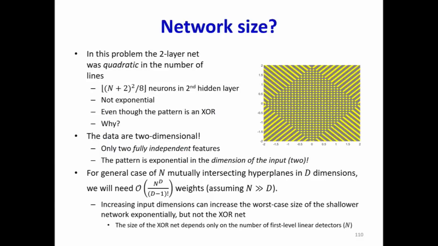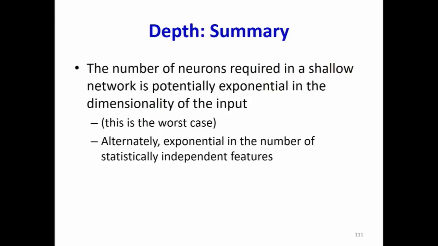Skip this here. Now, the number of neurons required in shallow networks is potentially exponential in the dimensionality of the input. And this is the worst case, of course. Alternately, it's exponential in the number of statistically independent features that you've got in your input. That is if you decide that the network is going to be shallow. And by shallow, I mean any time you fix the depth of the network. It's shallow for a very large class of functions, right?